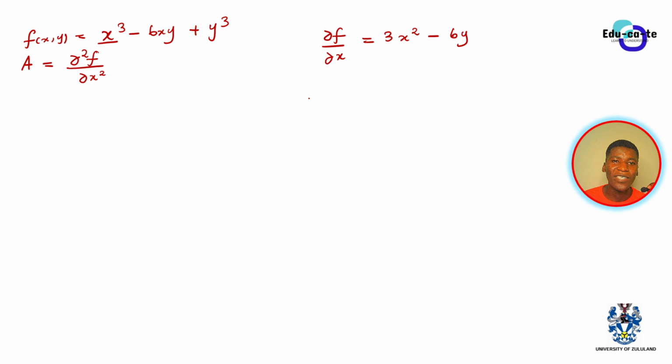So basically here, to get our value of a, we need just to take this equation, which is the first partial derivative in terms of x, and differentiate it again in terms of x. So now this will give us 6x. All right. And then now we are done with the value of a.